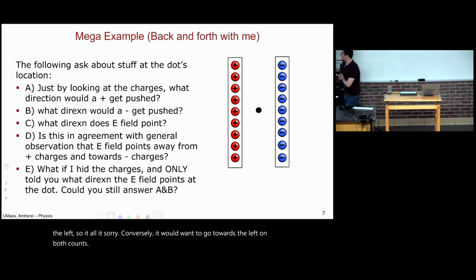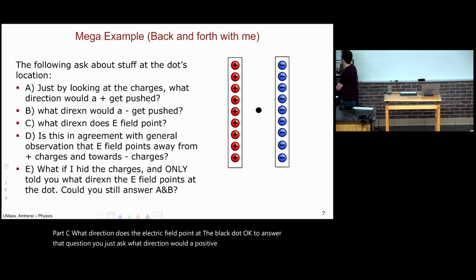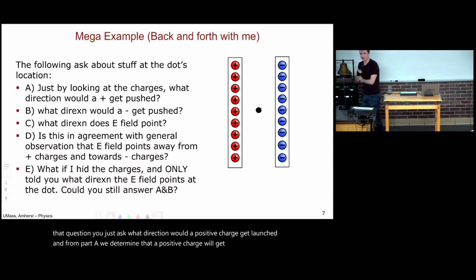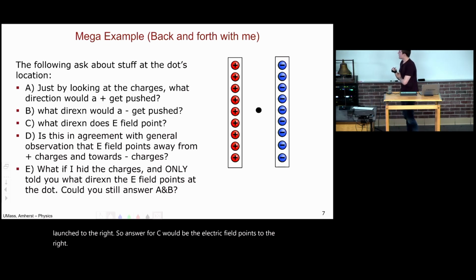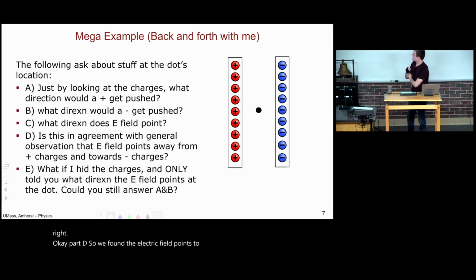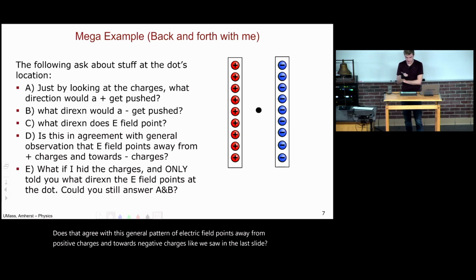Part C, what direction does the electric field point at the black dot? Okay, to answer that question, you just ask, what direction would a positive charge get launched? And from part A, we determined that a positive charge would get launched to the right. So the answer for C would be the electric field points to the right. Okay, part D. So we found the electric field points to the right. Does that agree with this general pattern of electric field points away from positive charges and towards negative charges, like we saw on the last slide? And the answer is yes, it points away from the positive charge and towards the negative charge.